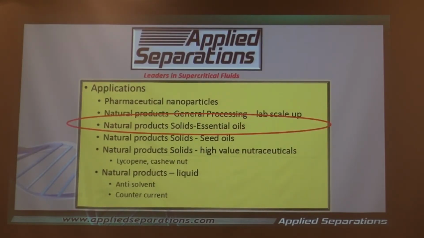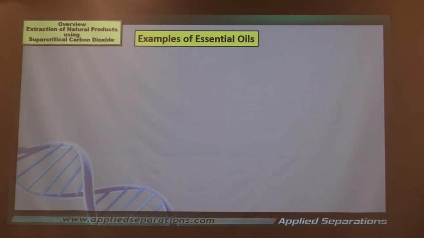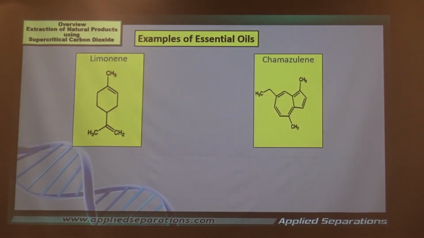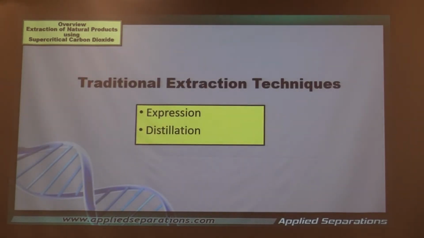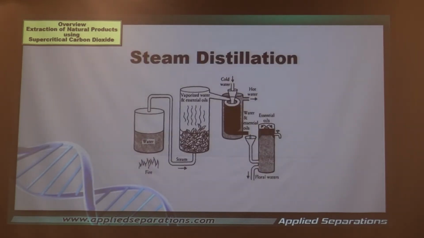Okay. All right, I'm going to talk about essential oils here. A couple of examples of essential oils are limonene, chamazulene, and citral. There are hundreds of essential oils, as you all know. Normally, you can squeeze them out by expression, which is what you normally see a lot of, or by steam distillation or a solvent distillation. Most often, steam distillation is used to extract essential oils. This is probably the most common way of doing it.